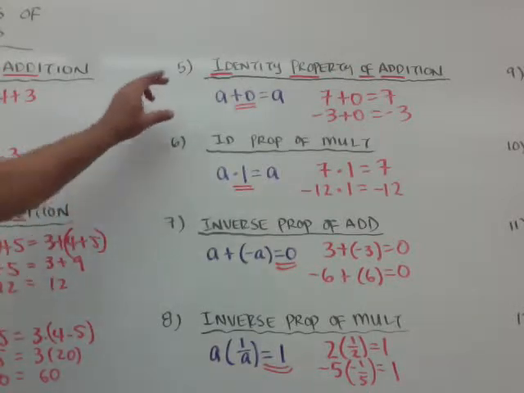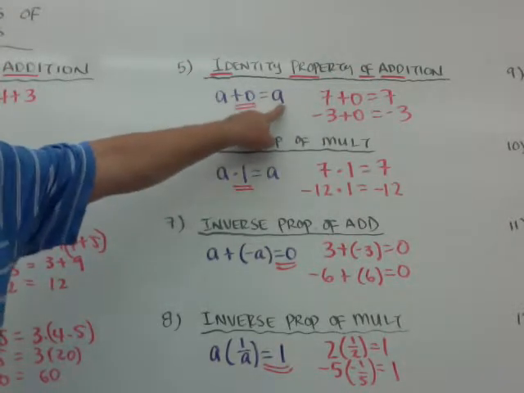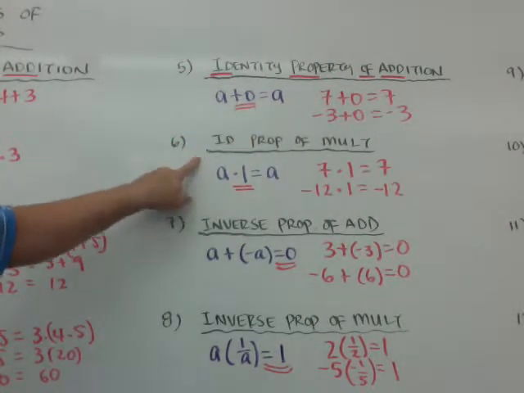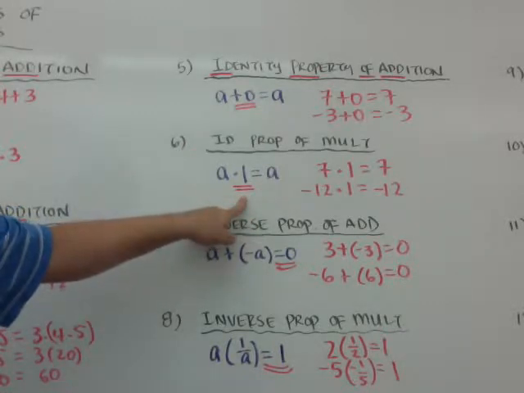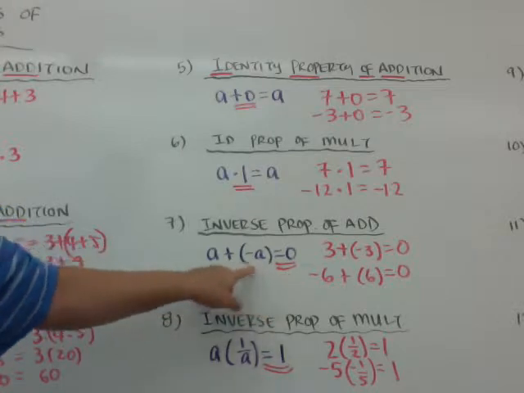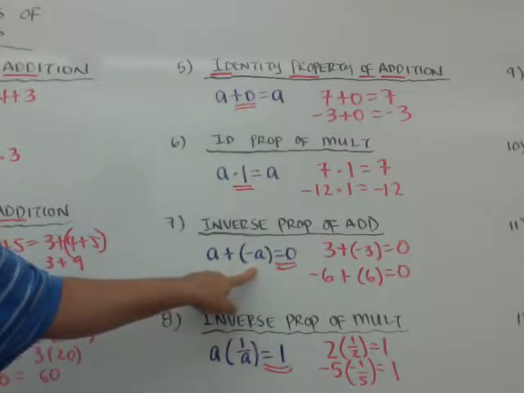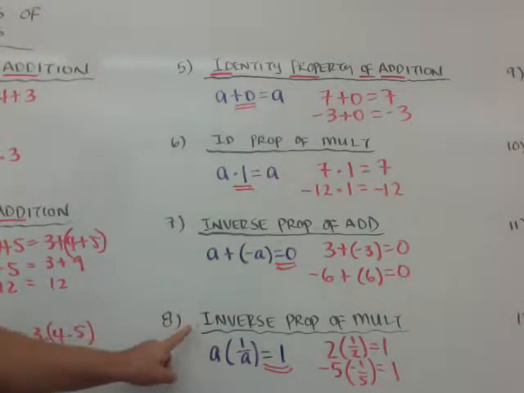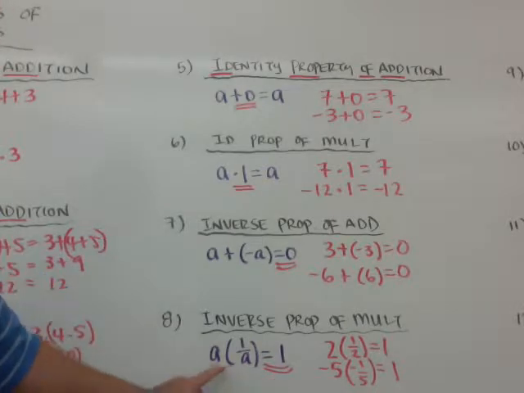Okay, so quick ones, identity property of addition: it stays the same when you add 0. Identity property of multiplication: it stays the same when you multiply by 1. Inverse property of addition equals 0 when you add a number and its opposite. And inverse property of multiplication equals 1 when you multiply a number times its inverse.